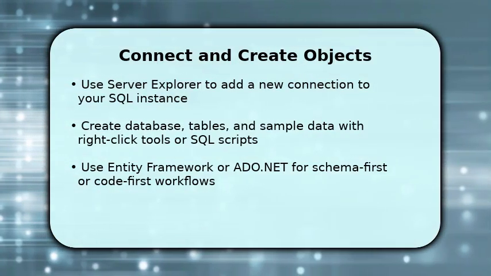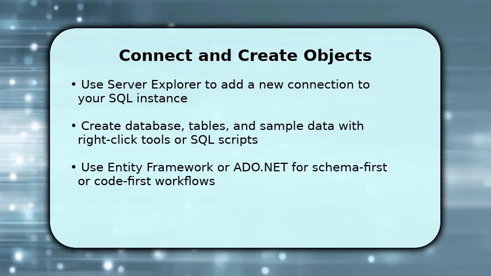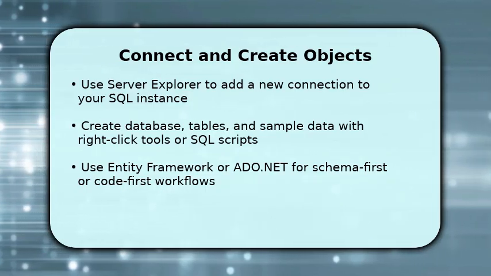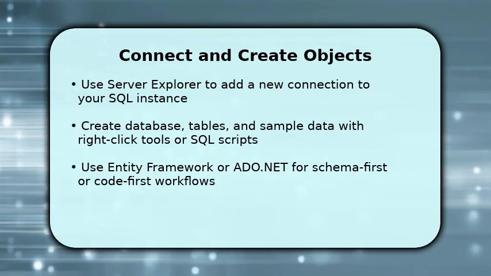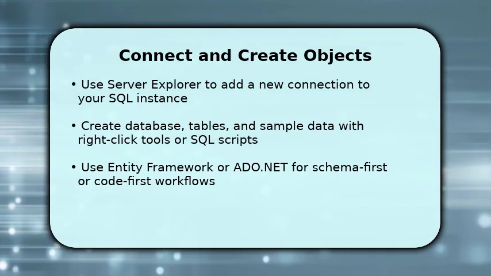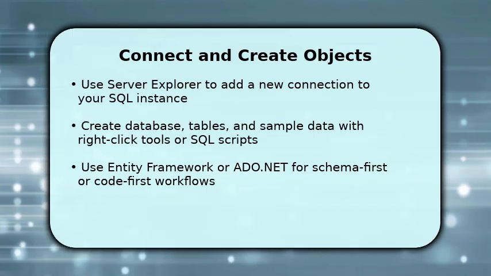Open Server Explorer, choose Add Connection, select Microsoft SQL Server, and enter your instance name or LocalDB, (localdb)\MSSQLLocalDB. Once connected, create a new database using the context menu or run a CREATE DATABASE script for control. Then add tables and seed rows. Visual Studio offers designers or the SQL editor for scripts.